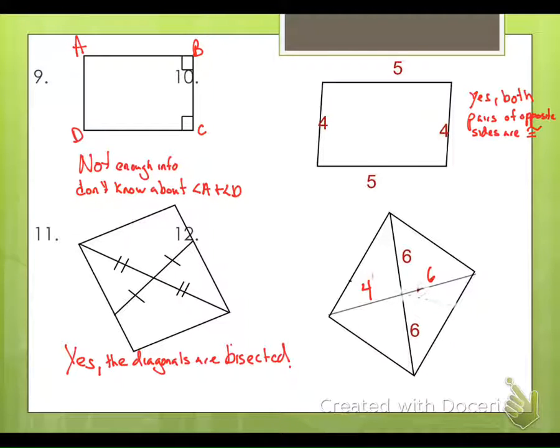And last but not least, is number 12 a parallelogram? No, and how did you know that? Because in this one, the diagonals aren't bisected. One portion of your diagonal is 6, and the other portion of your diagonal is 4. So when it's being cut, it's not being cut evenly. So we say no, the diagonals do not bisect each other.